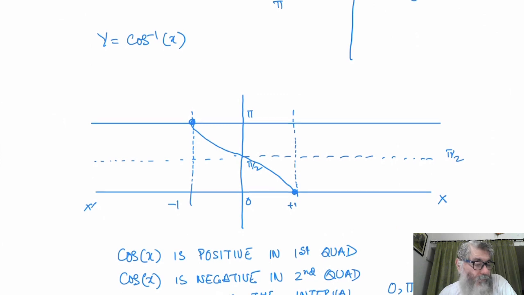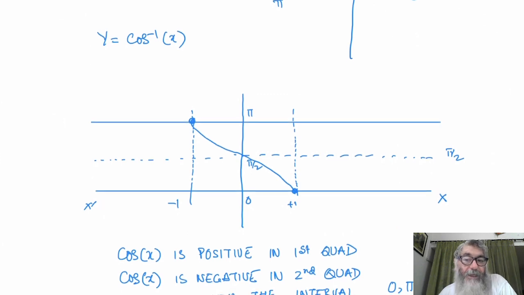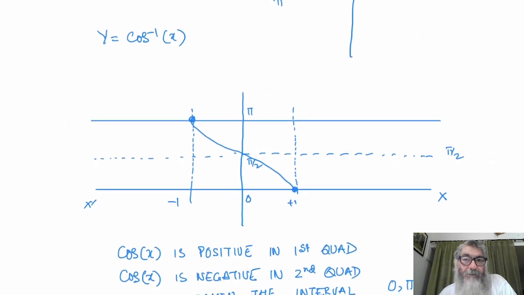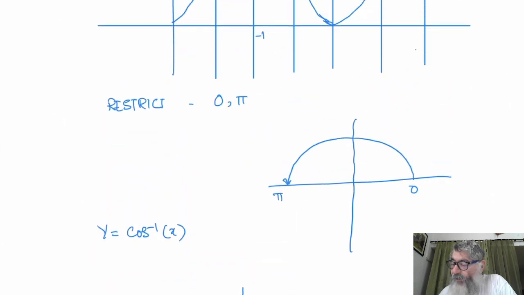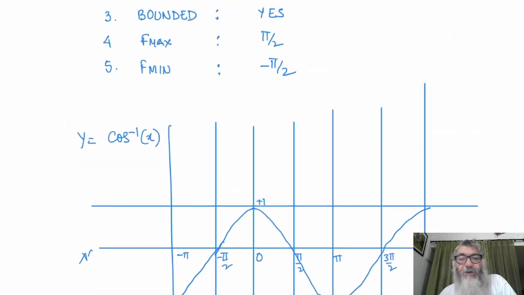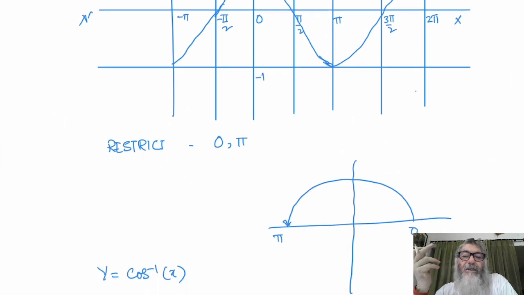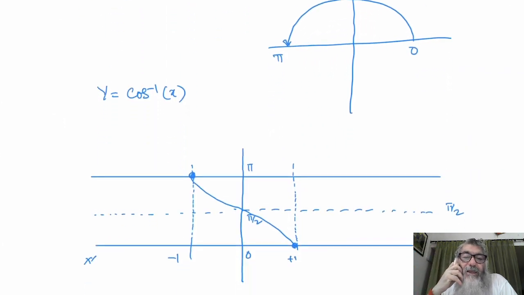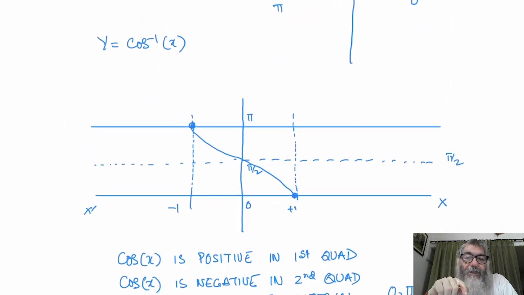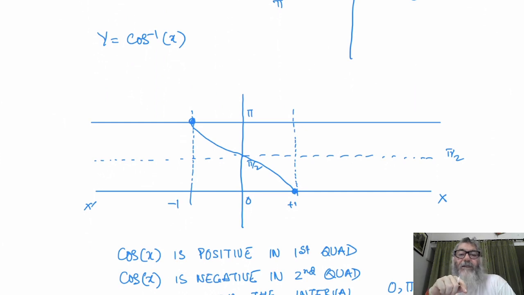Similarly, let us draw tan inverse. Every time I have first drawn the basic curve. If I am drawing sine inverse x, then I have drawn the curve of sine x. If I am drawing the cos inverse x curve, then I have drawn the cos curve. Now I am drawing the tan inverse curve. For tan inverse x, I am going to first draw the curve for tan x.